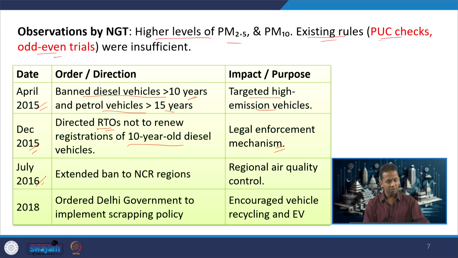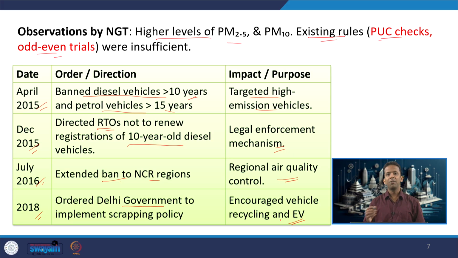In July 2016, initially these two bans were only for the city of Delhi, but after 6 months the ban was extended to the NCR region, the National Capital Region, which covers Faridabad, Gurgaon, Noida. So, all these regions around Delhi were covered, and the impact of this ban was to control the regional air quality. And in 2018, 2 years after this order, NGT ordered the Delhi government to implement the vehicle scrapping policy, and the impact of this policy was to encourage the recycling of vehicles rather than dumping them somewhere or carrying them for a long time and polluting the environment more and more.